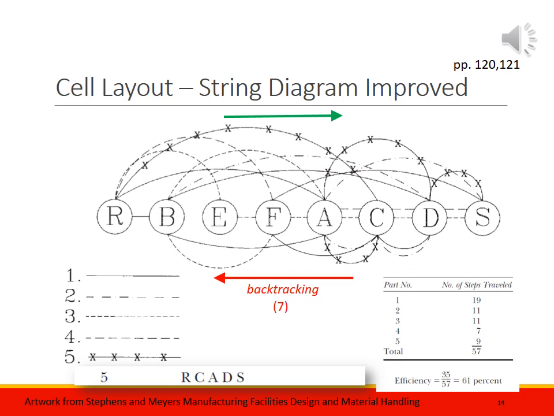And we see, eureka! We got A, C, D, S, just like we talked about. We can do the bopping around again. If we were to follow part number 5, our CADS again, we'd see that we went from 11 steps to 9. So the sum total, we reduced it by shuffling the board. Now we're going from R to B, E, F, A, C, D, S. We've shuffled the deck chairs a little bit. We improved our efficiency to 61%. All right. Okay, that's fine.